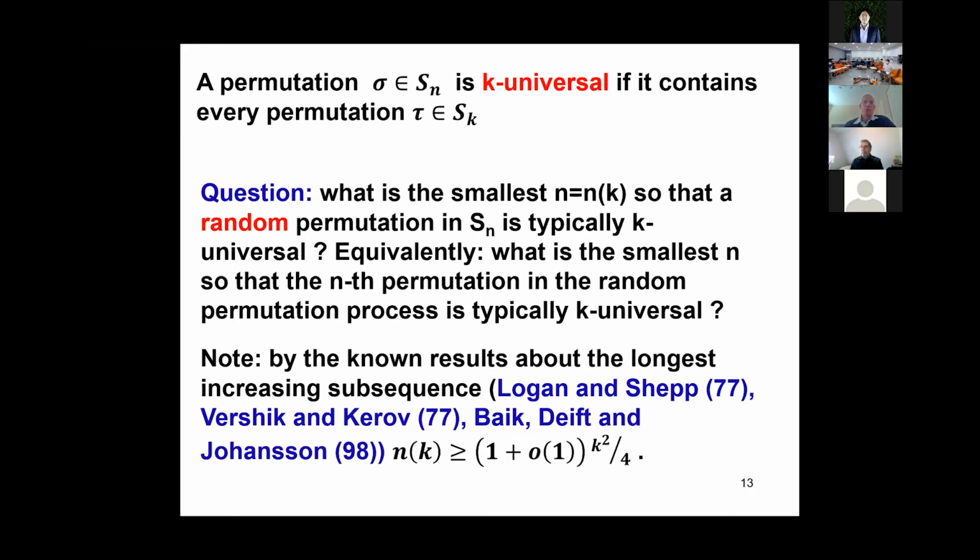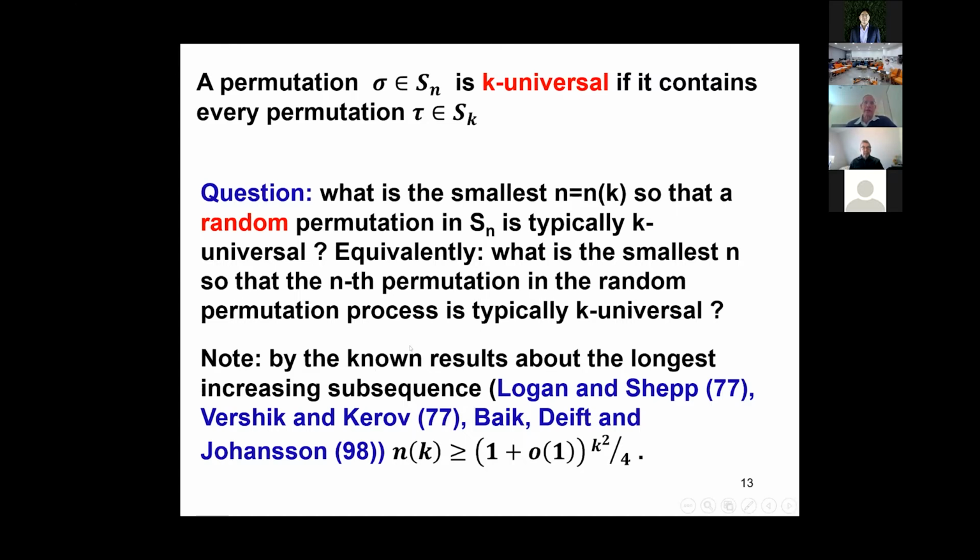And again, the natural question about the random setting is what is the smallest n, which is a function of k, so that if we take a random permutation of n elements, with high probability it will be k-universal. So if we want to think about the random permutation process, what is the smallest n so that the nth permutation in the random permutation process is typically k-universal.